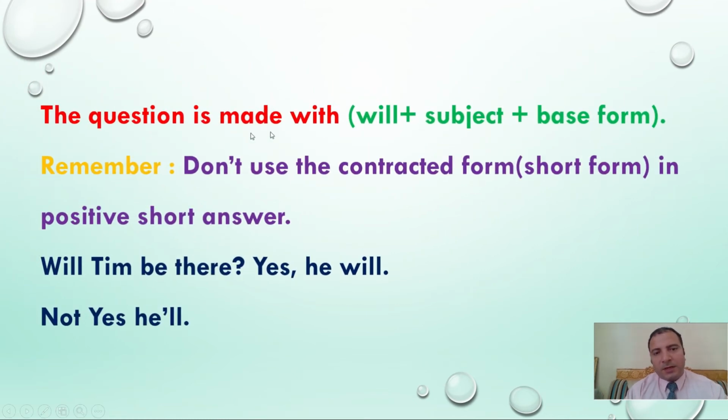The question is made with will plus subject plus the base form of the verb. Remember, don't use the contracted form, which means a short form, in the positive short answer. For example, will Tim be there? The answer is yes, he will. Not the short form, not yes, he'll. Don't do it like this.